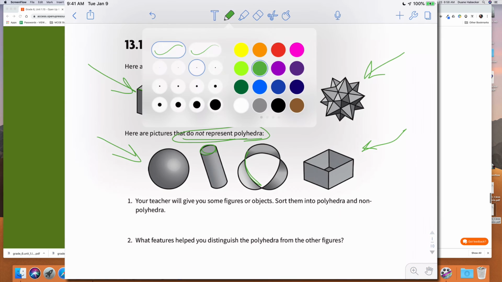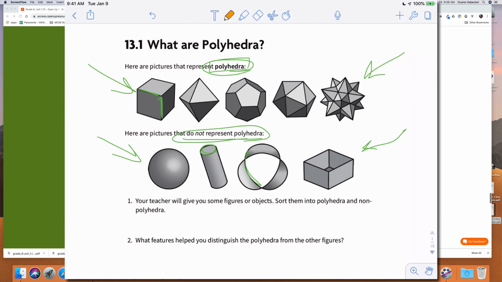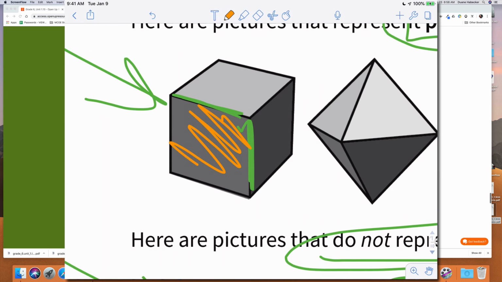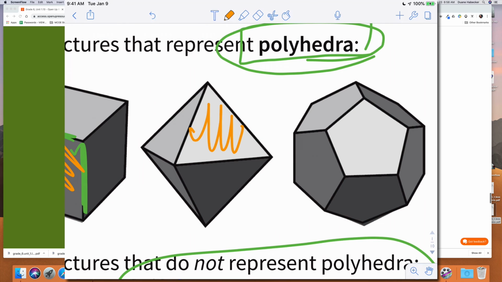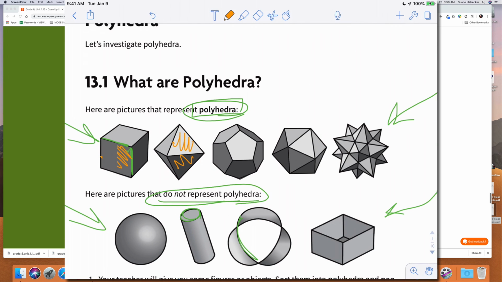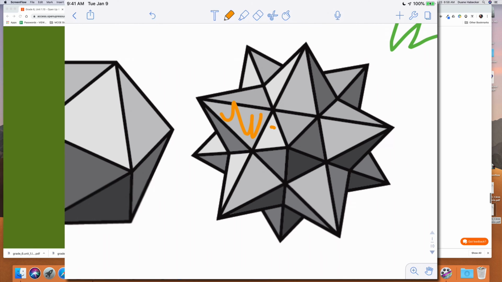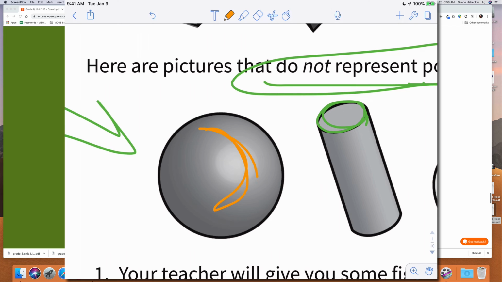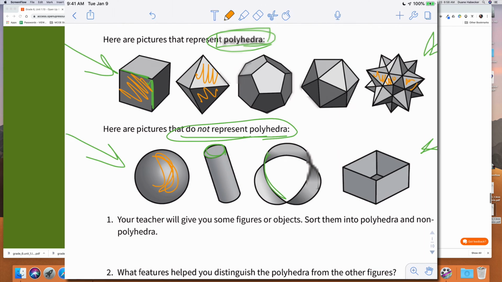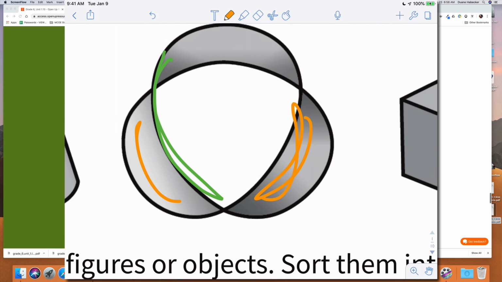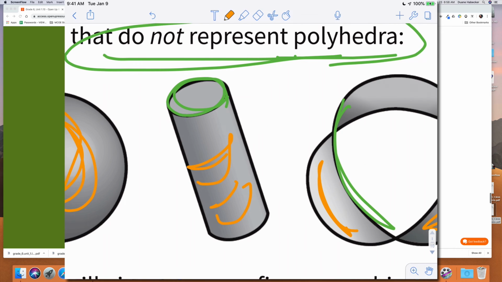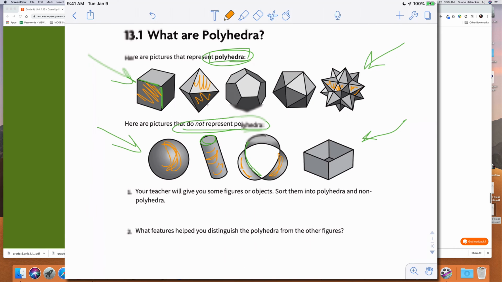So what else makes a polyhedra a polyhedra? Well, a polyhedra has flat faces. These are all flat faces, nothing curved anywhere. Even these are a whole bunch of very flat triangles. But then over here, you've got this sphere. And this looks like a ribbon or something, so it's curved. And then we see that this cylinder is definitely curved.